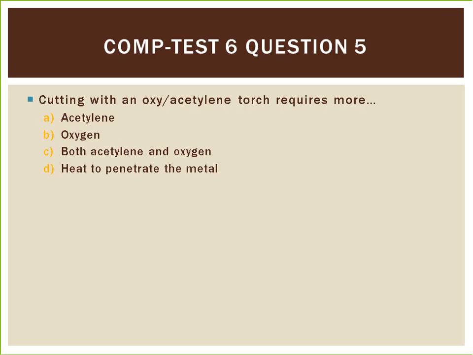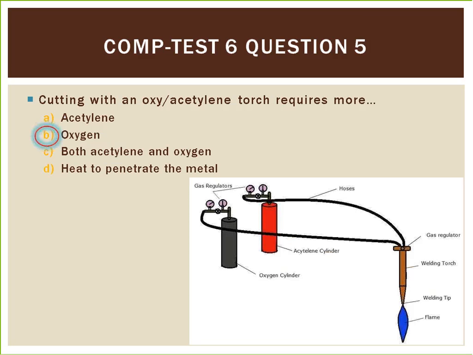Comp Test 6, question number 5. Cutting with an oxyacetylene torch requires more A, acetylene, B, oxygen, C, both acetylene and oxygen, D, heat to penetrate the metal. Answer B is the correct answer because you need more oxygen than acetylene to cut with an oxyacetylene torch.